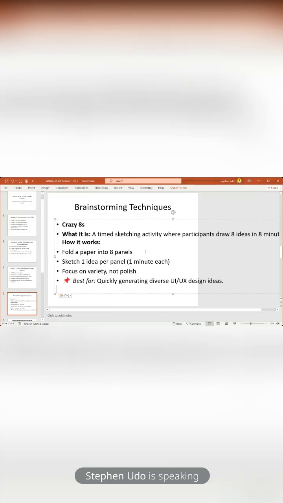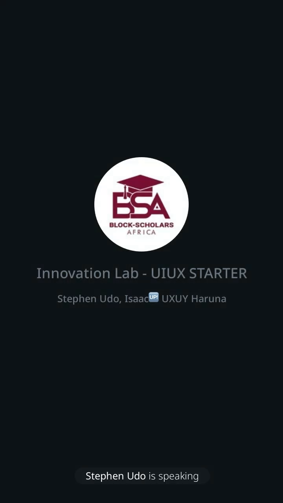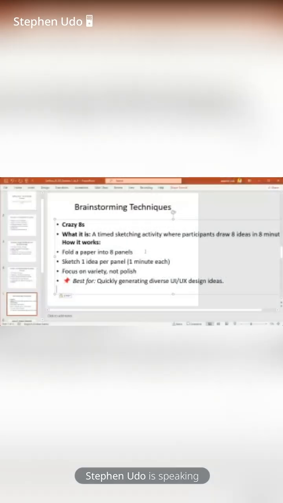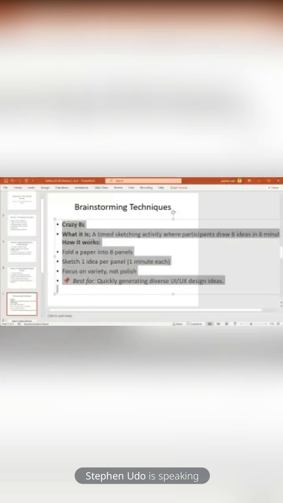Then you focus on variety. This is best for quickly generating diverse UI/UX design ideas ASAP. Just try to do 8 versions of a design, like 8 ideas at the same time. If you are eight people, you share it among the 8 people. But if you are the only one, you sketch one idea per panel, giving yourself 1 minute for each idea. That's all about Crazy Eights.